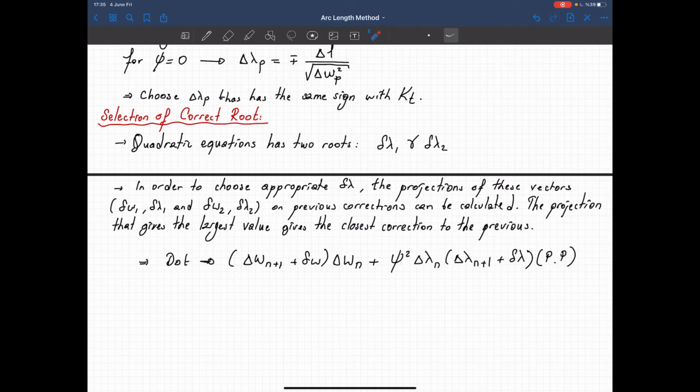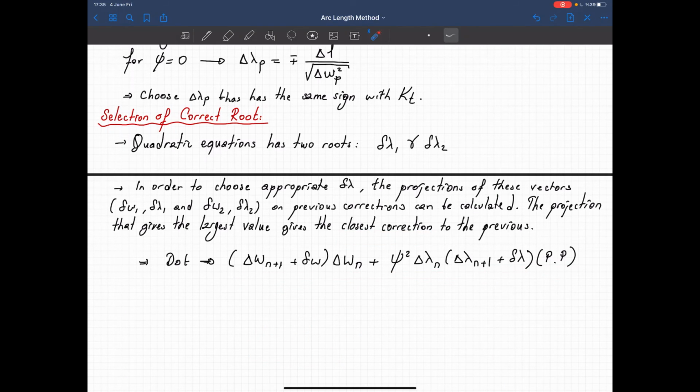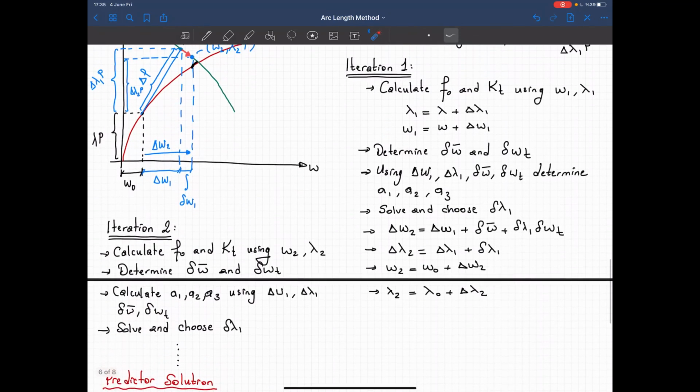Okay, why are we looking for a closest projection? Because let's take a circle. So we are at this point, but I'm drawing a line. So we have two roots. The one that I want to choose is this one, not that one. So that's why I'm looking for the closest correction, and with this calculation, the largest one should give me the closest. So this is the formulation. This is the implementation of the arc length method.